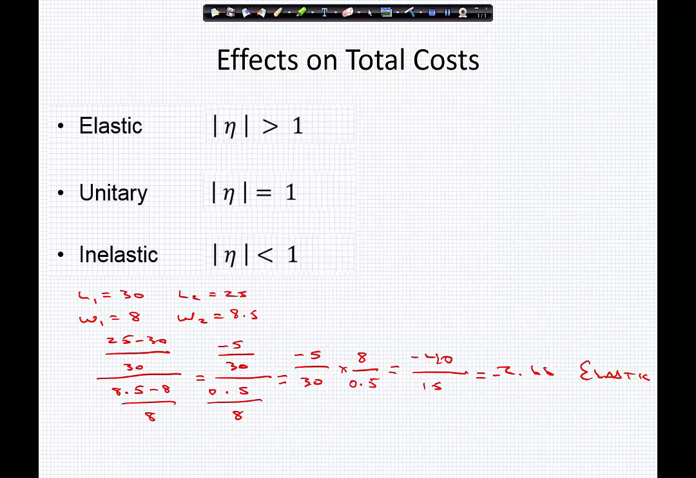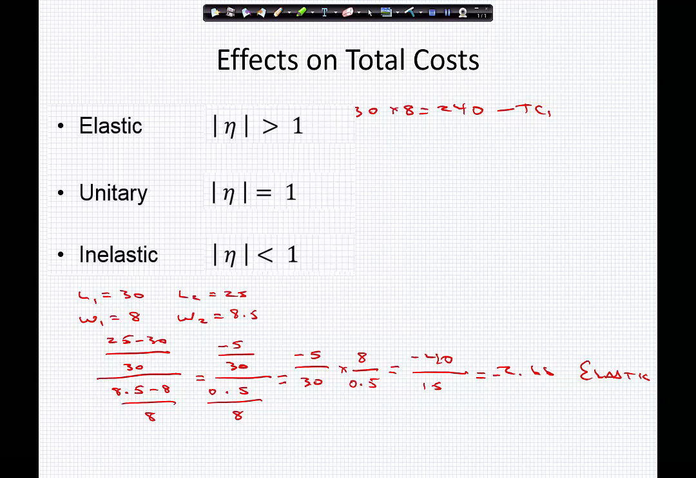Let's think about what happens here. If this is the case, we would expect to think that elasticity may have some effect on the total cost here. Well, I can identify the total cost. That's simply the labor units times the wage unit. And I can look at my total cost to begin with, and I can look at it after the price change. So when I do that, I'm going to have 30 times 8. That'll equal 240. So that's my initial total cost. So I'll call it TC1.